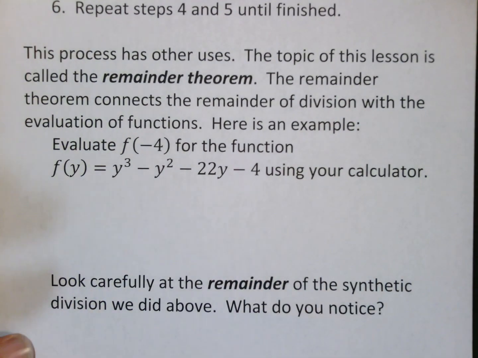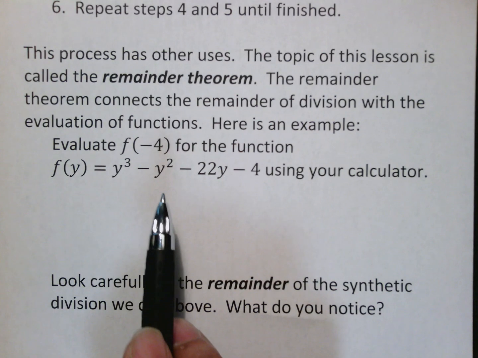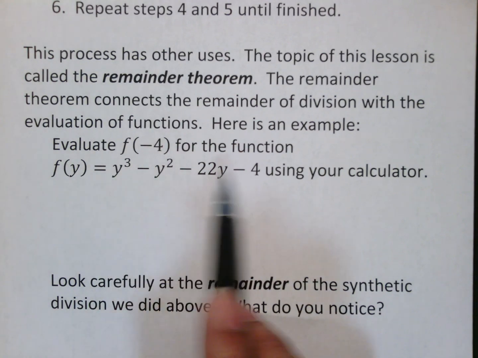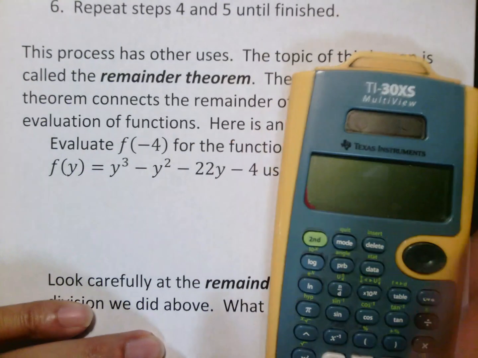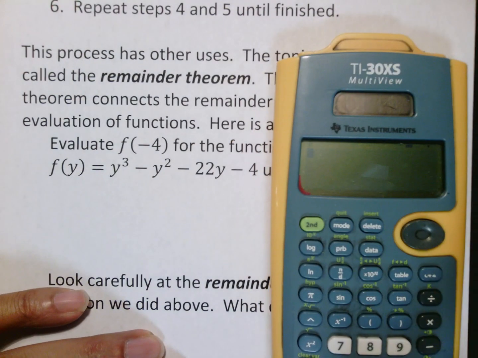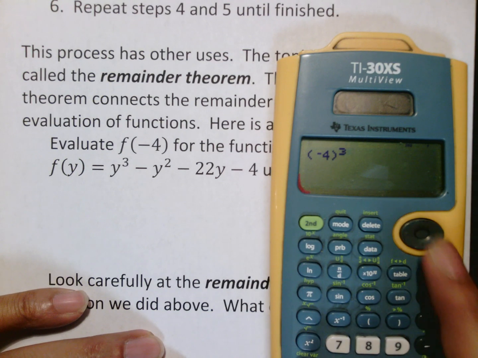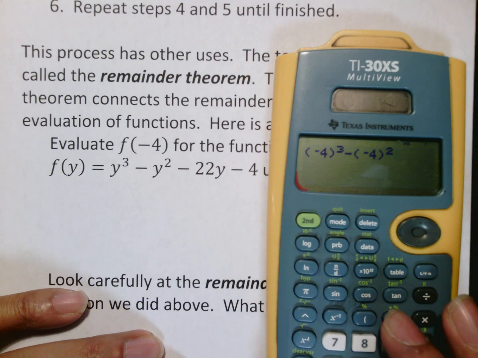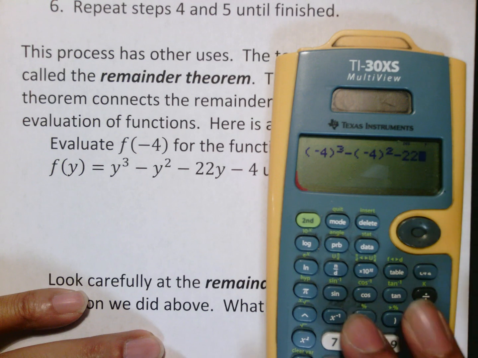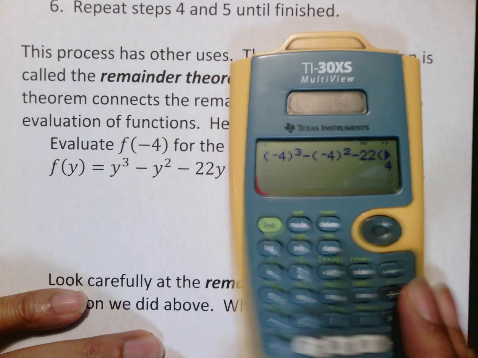So if you were to take your calculator and evaluate f of negative 4 for the same function, notice this has the same numbers if you look up at the example, because I just put mine up. You have y to the third minus y squared and all that. If I were to plug in negative 4 for my problem, so parentheses negative 4 to the third minus negative 4 squared minus 22 times negative 4 minus 4. I get the answer of 4.